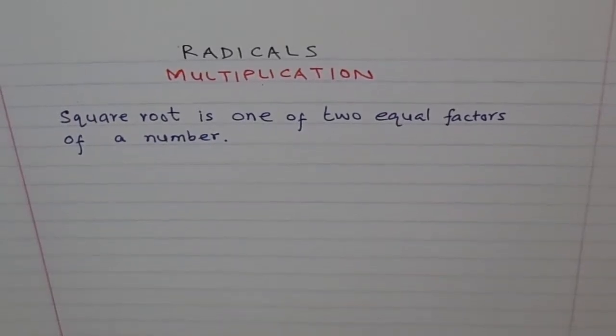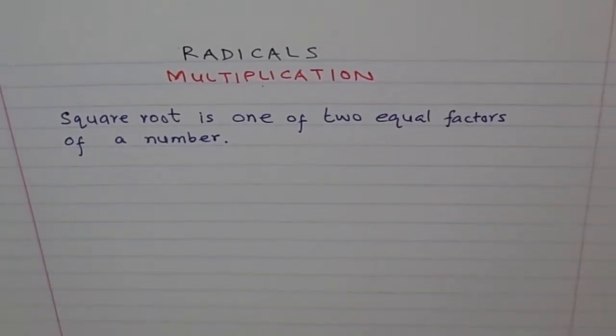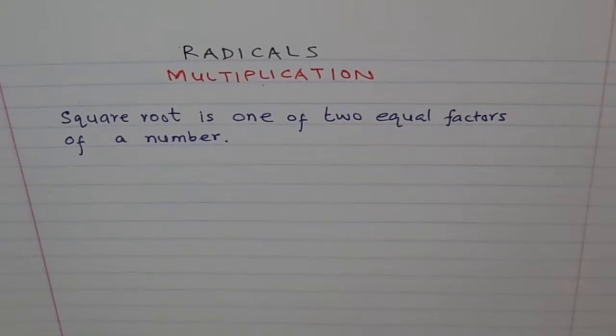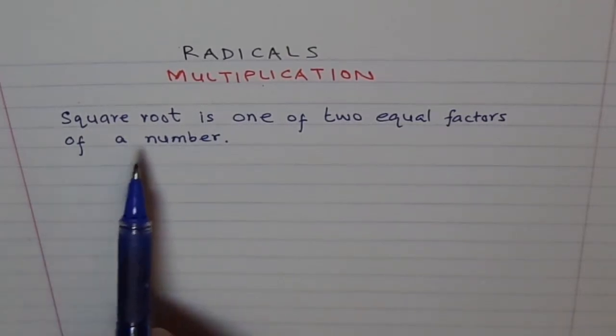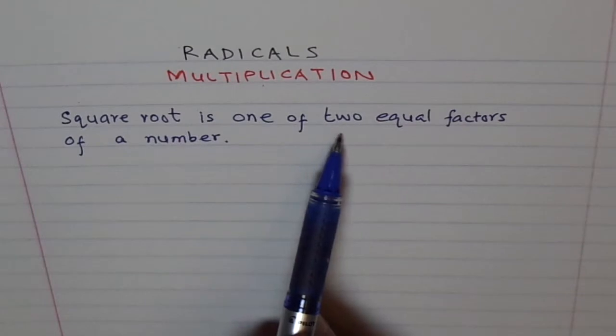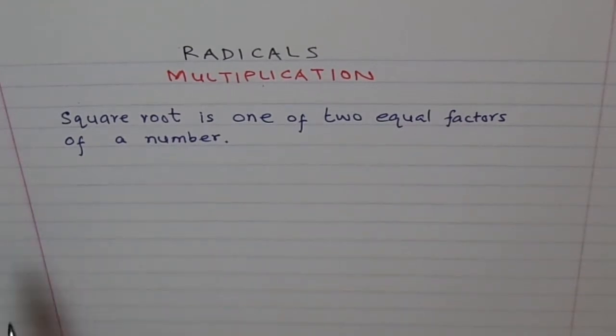Let's understand multiplication of radicals. You may need to see the video on square root before getting here. Well, from there, let me give you the definition of square root. Square root is one of two equal factors of a number, and square root is the simplest form of a radical. So in our discussion today, whenever I say radicals, it will mean square root.